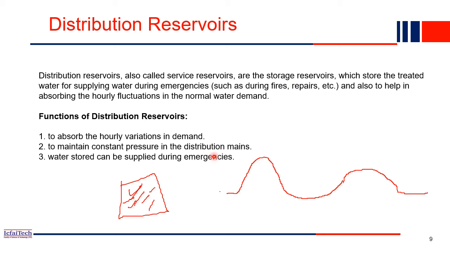Suddenly you need water, right? For example, you need to repair the entire water treatment plant. For that time, if you have a distribution reservoir where we keep the water stored for some time, that will be helpful. From this distribution reservoir, we can distribute the water to households. The function of the distribution reservoir is basically to absorb the hourly variations in demand. As I mentioned, hourly variation will be there. In the morning more water is required, and in the evening again more water is required. That can be taken care of by the distribution reservoir.